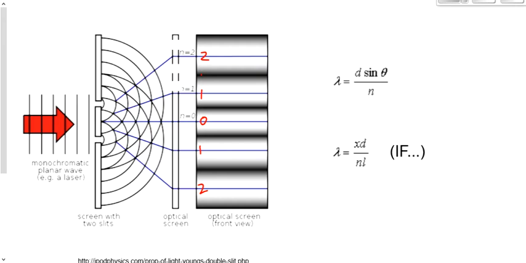We can describe what happens here. We can describe the position of these antinodes, the angles involved, distances involved, and so on by two equations. And those two equations are written on the board right now. Lambda is equal to d sine theta over n. Lambda is equal to xd over n times L. Now, there's a big if right here that we'll talk about later on, not right now. Assume right now that it's just always good.